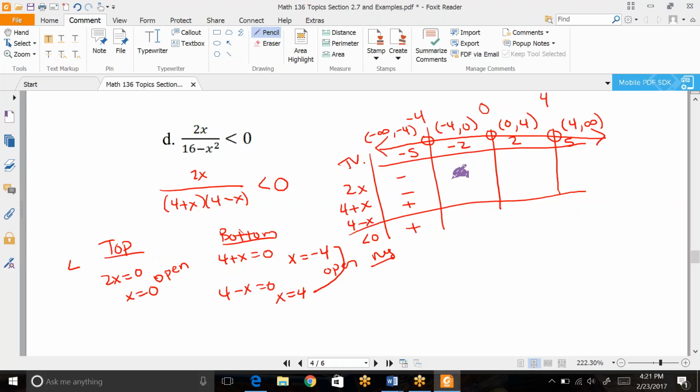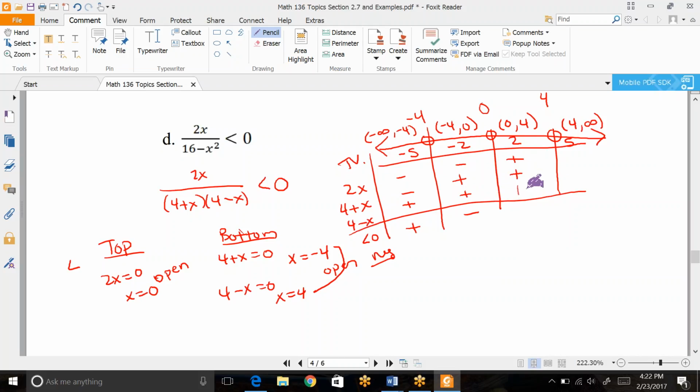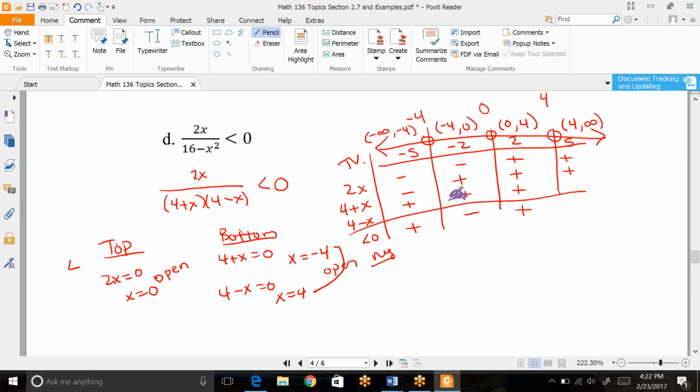2 times negative 2 is negative. 4 plus negative 2 is positive. 4 minus a negative 2 would be positive. One negative makes a negative. 2 times 2 is positive. 4 plus 2 is positive. 4 minus 2 is positive. 3 positives is positive. 2 times 5 is positive. 4 plus 5 is positive. 4 minus 5, though, is negative, so we get a negative. So we get two negative cases: negative 4 to 0, unioned with 4 to infinity.